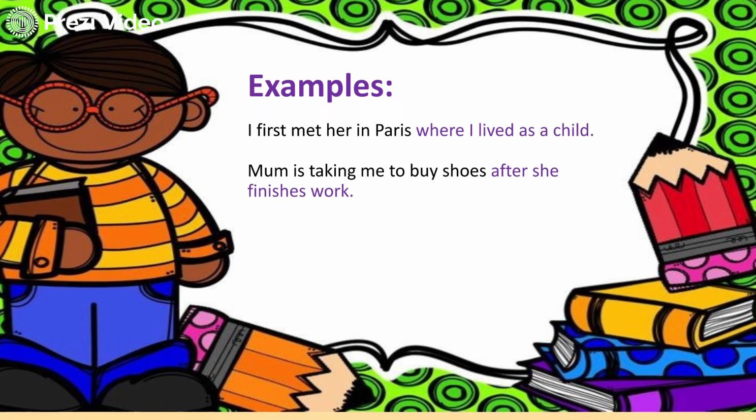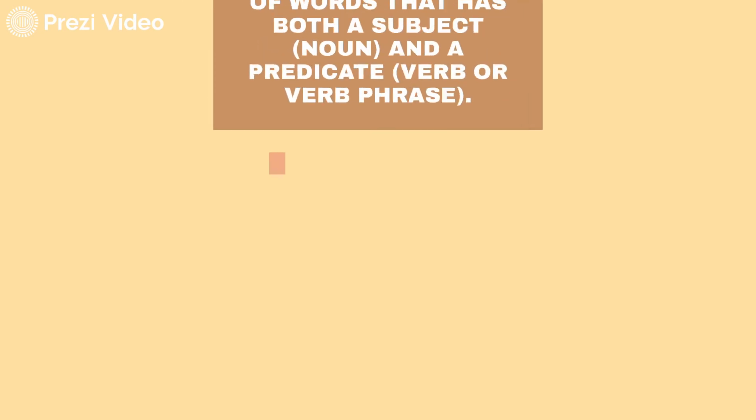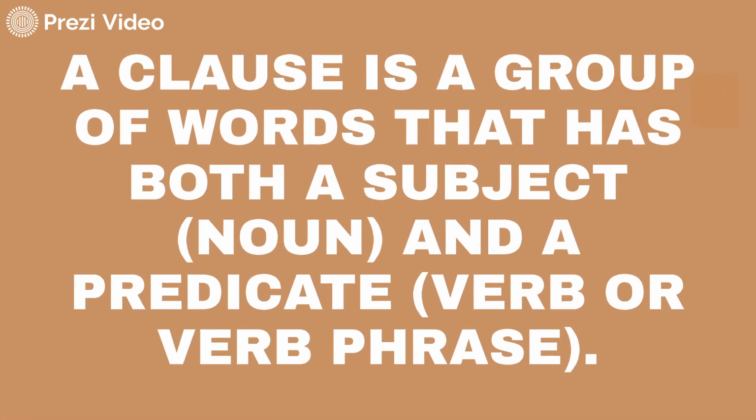All right. So that was just a brief introduction to clauses and what they are and the two types, independent and dependent. Actually, before I see you next time, let's go back and look at the definition again. A clause is a group of words that has both a subject and a predicate.